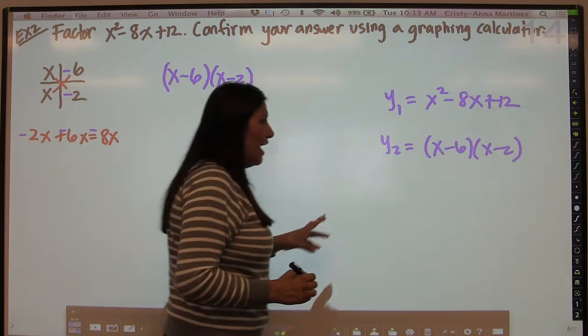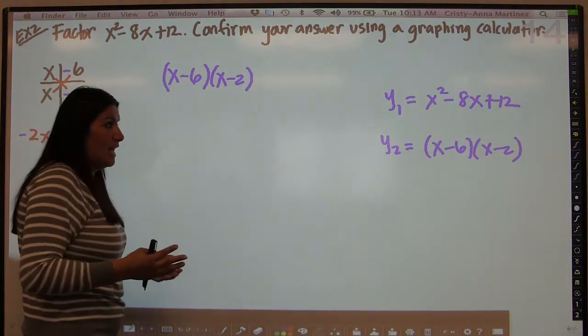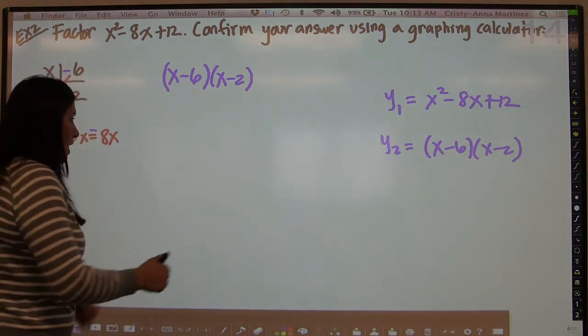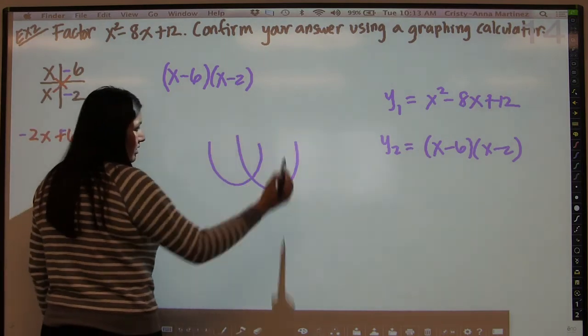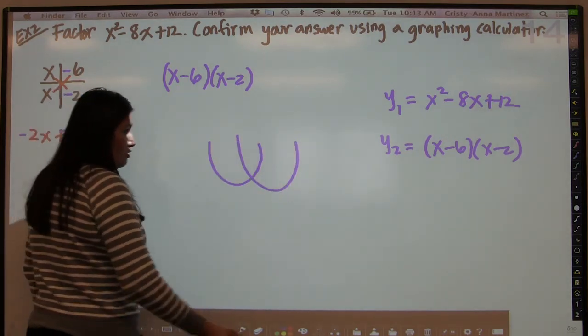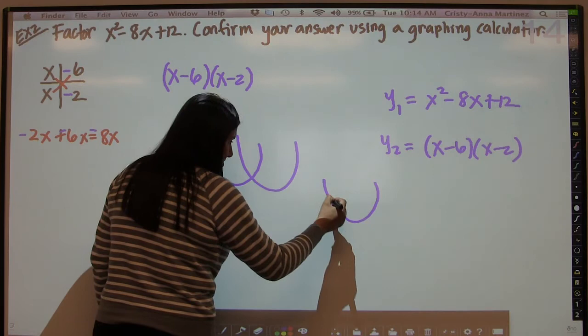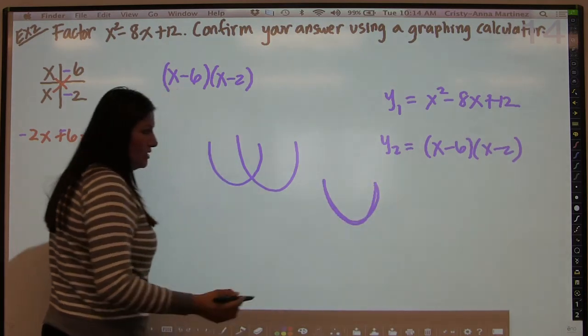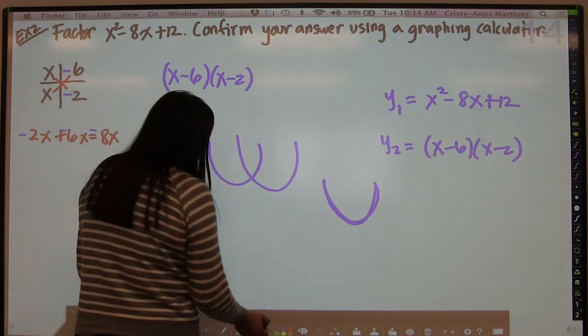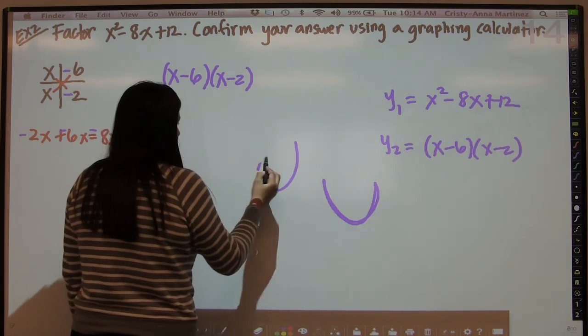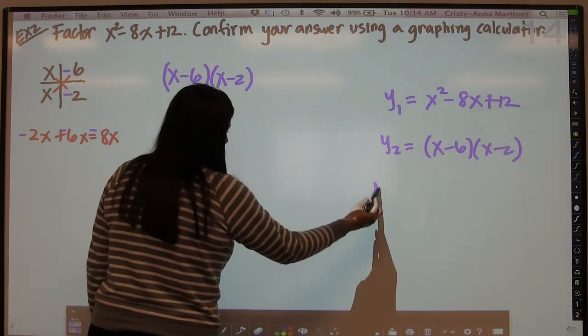And when you graph that, you should get the same exact graph both times. So instead of seeing a graph and then another graph, it should not look that way. You should get a graph and then the other graph is the exact same graph, and you should only see one graph there. If that happens, then you can be assured that you have factored it correctly.